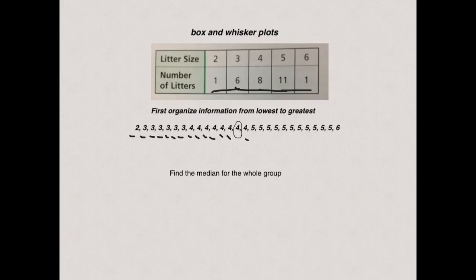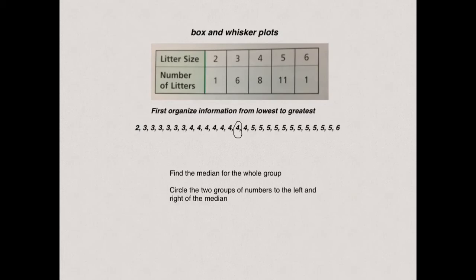And to be sure, 1, 2, 3, 4, 5, 6, 7, 8, 9, 10, 11, 12, 13. So I can count the total number of numbers that I have, and I can find the median in that manner instead of crossing everything out and all that. So my median is 4, okay, for the whole group. Once I do that, I circle the 2 groups of numbers to the left and right of the median. Now, each one has 13.